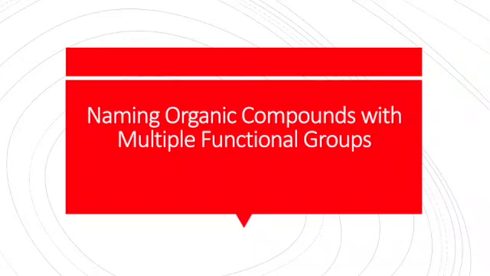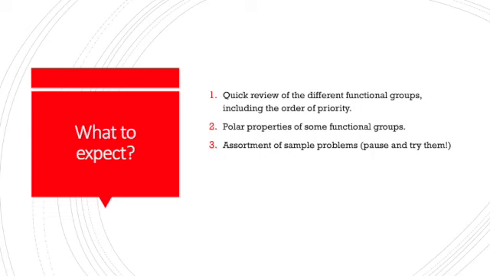Today I will be quickly reviewing the different types of functional groups for organic compounds and also identifying the priority of them. I will be listing a few polar properties of some of the functional groups, and I will have an assortment of sample problems at the end for you to try.